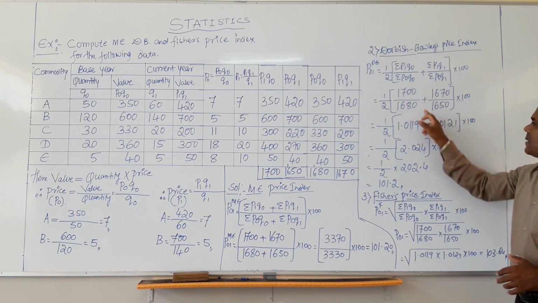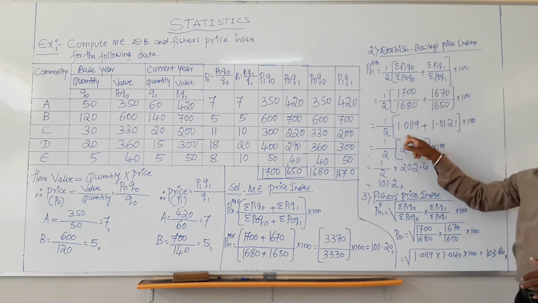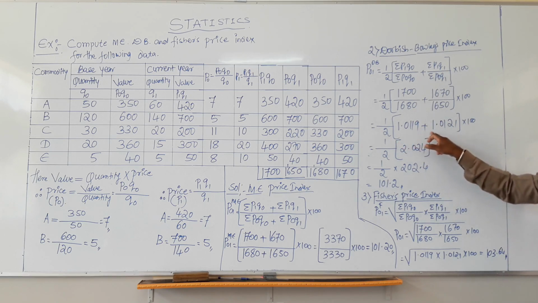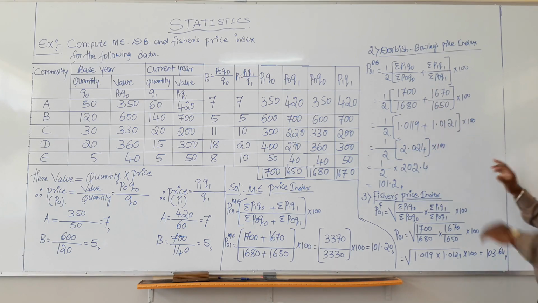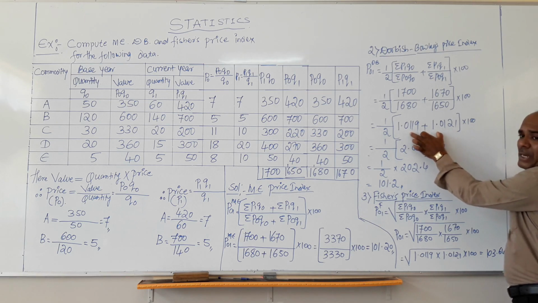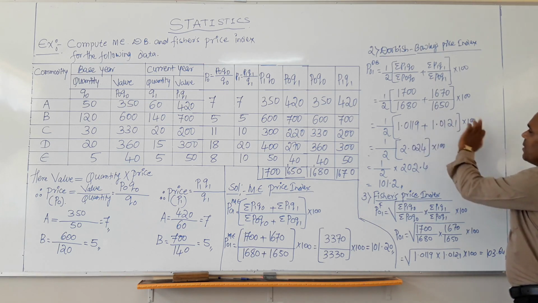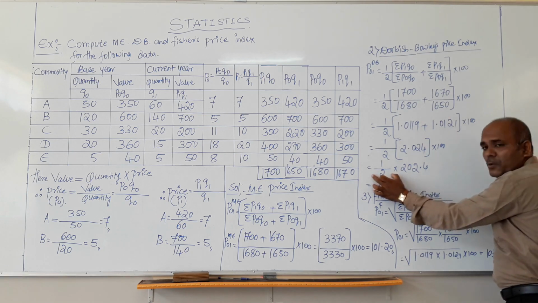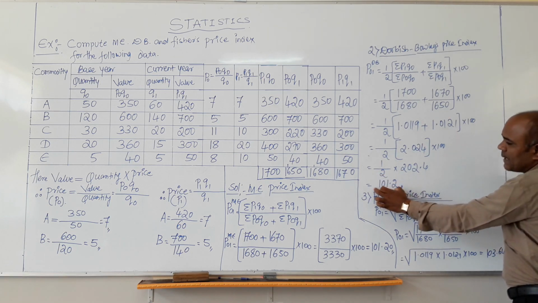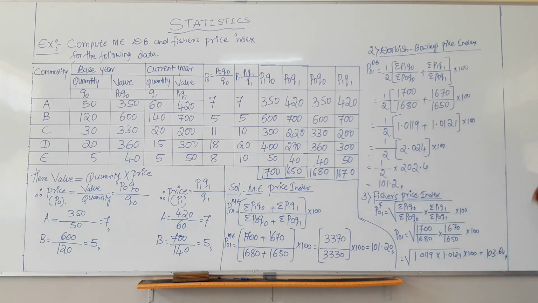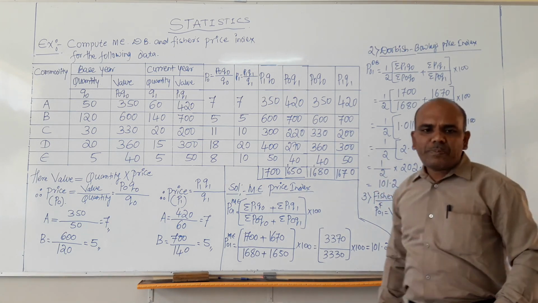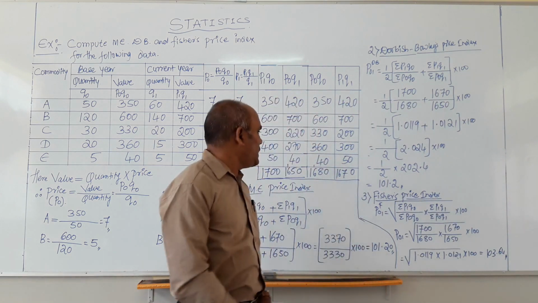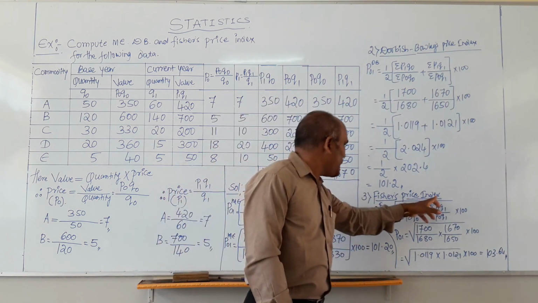After dividing this, you will get the result 1.0119, plus after dividing this, you will get the result 1.0121. First you have to add these two answers, then multiply by 100, then divide it by 2, then you will get the final answer, that is 101.2. Then the last one is Fisher's price index.